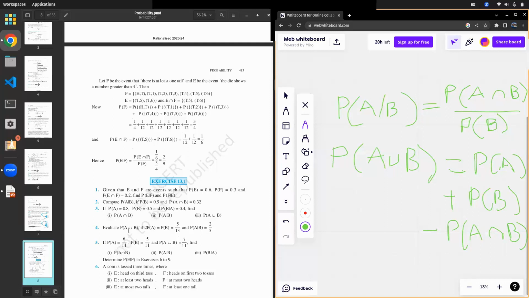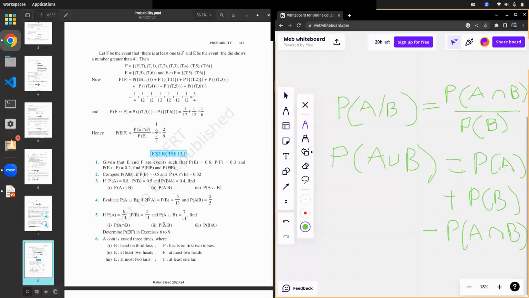In the fourth question, the information about the probability of A is given indirectly, the value of probability of B is given directly, and the probability of event A given B is also given. Here we have to find the probability of A union B. So first we have to find the probability of A intersection B by using the values given and substituting in this formula. We will get the probability of A intersection B. After finding it, the probability of A union B can be found using this formula.